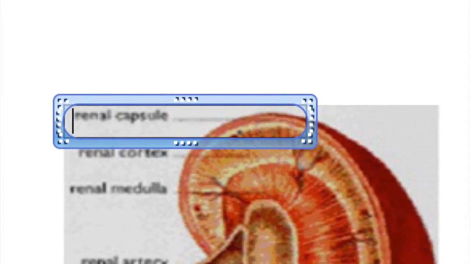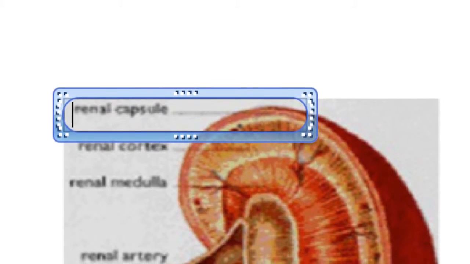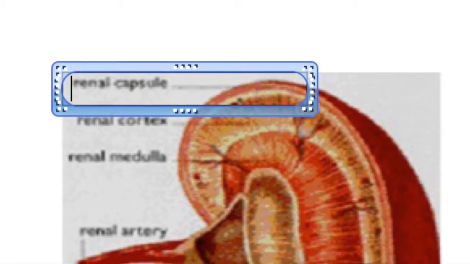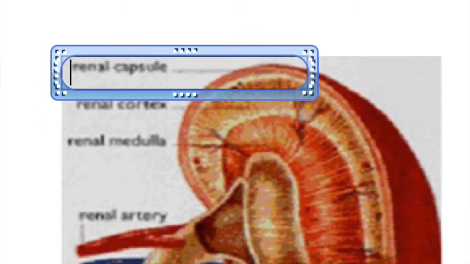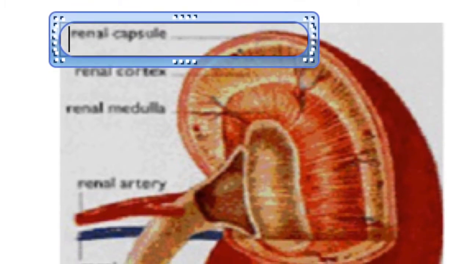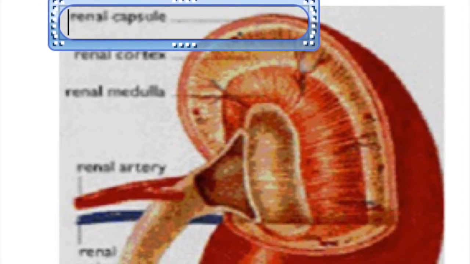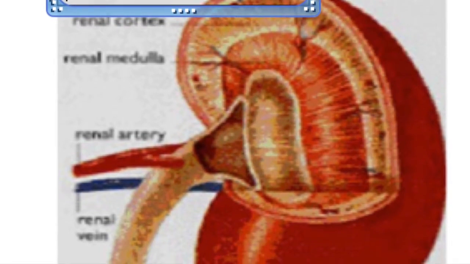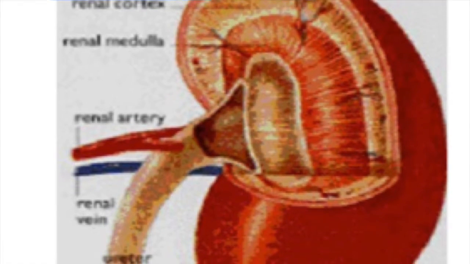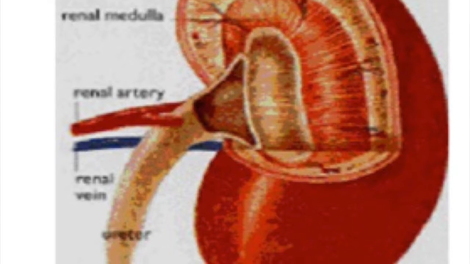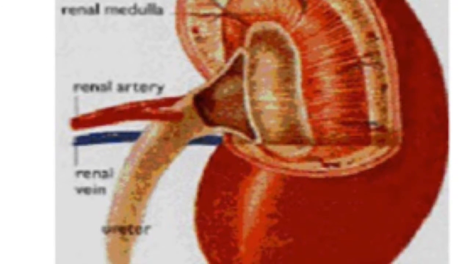Next, we have the renal capsule. The renal capsule is a smooth, transparent, fibrous membrane that surrounds, encloses, and protects the kidney. Each kidney has its own renal capsule, which helps to maintain the shape of the kidney as well as protecting it from damage. The renal capsule is itself surrounded by a mass of fatty tissue that also helps to protect the kidney from damage by cushioning it in cases of impact or sudden movement.